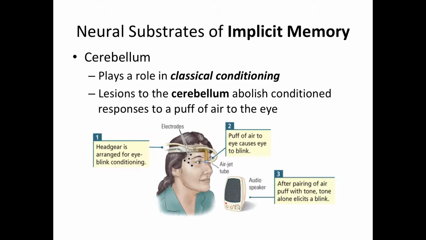Lesions to pathways from the cerebellum will impair this conditioned response. However, a lesion in the cerebellum will not stop the original response of the person blinking after the actual air puff happens. So this is the unconditioned response. This evidence suggests that the cerebellum mediates learning discrete, adaptive, and behavioral responses.